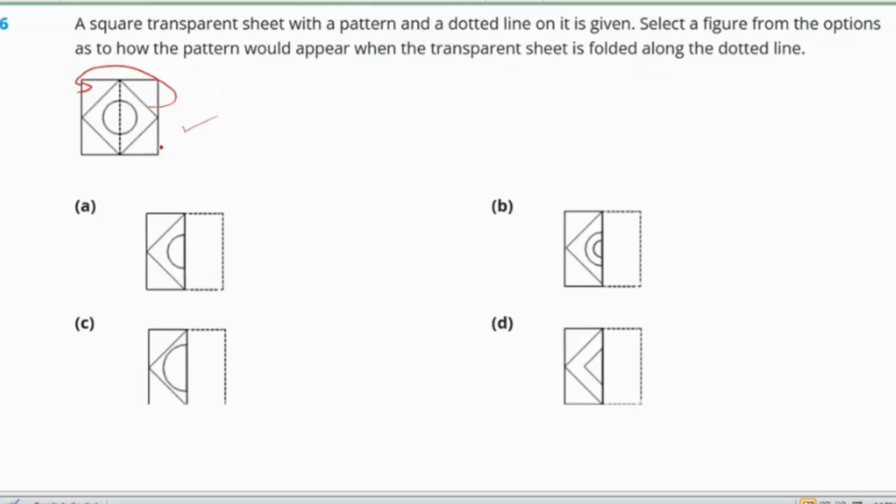Okay, when we are folding it in a vertical manner, which figure are we going to get? As we can see, when we fold it like this, it will come over here and overlap this, correct? And this circle will overlap this. So what we are going to get, figure A will be our correct answer.